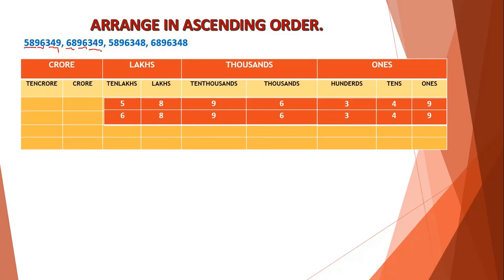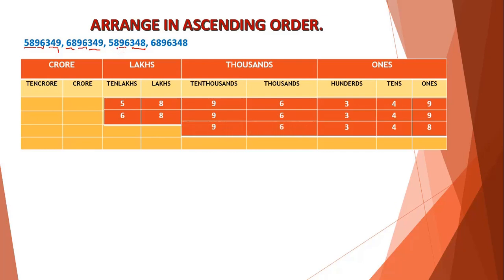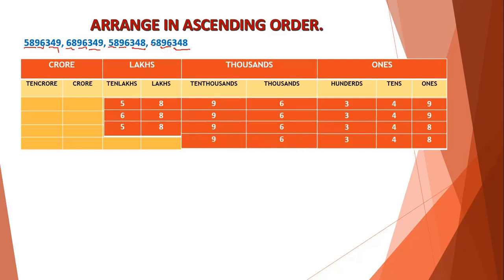We finish the second number, we move to the third number. In that again 348 will come in ones period, 96 will come in thousands period, 58 will come in lakhs period. And last we'll go to this number. In this number 348 will come in ones period, 96 will come in thousands period, and the remaining 68 will come in lakhs period. Here we arranged.